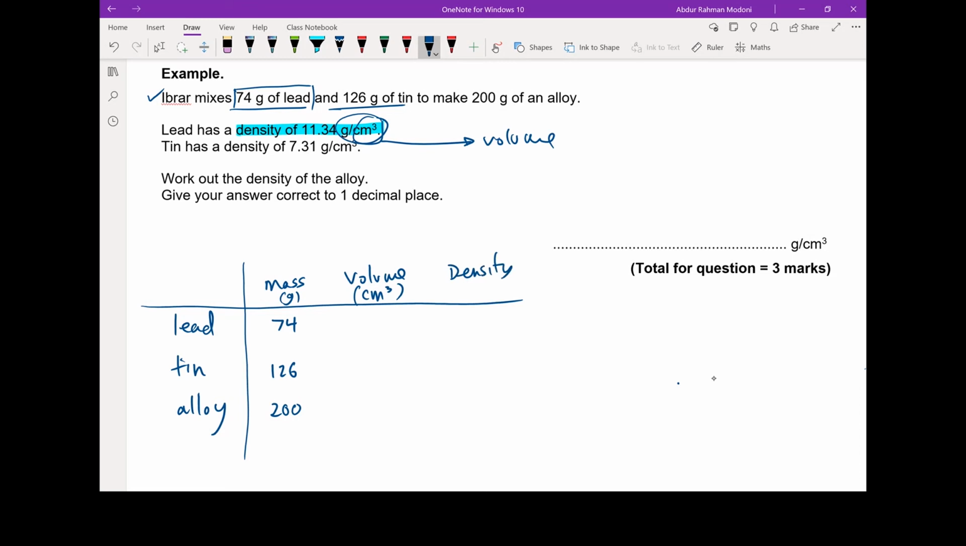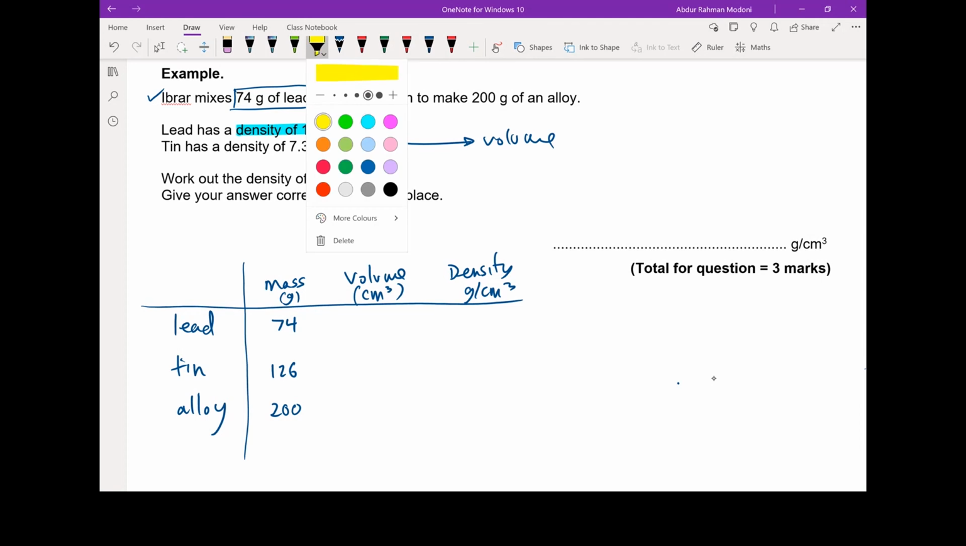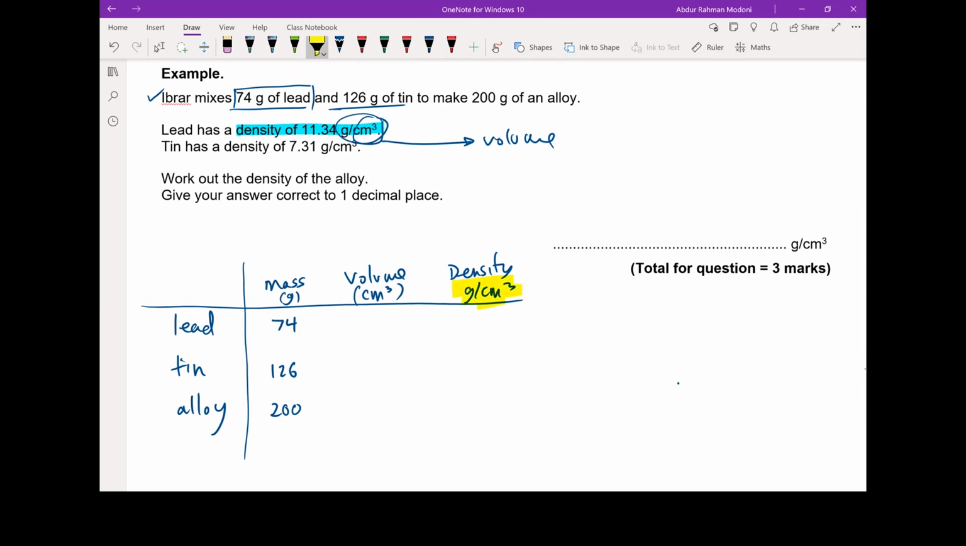Now, a very important thing about this column, which is grams per centimeter cubed, is the fact that we've got a compound measure here. It means that we cannot add lead and tin to form the alloy. We cannot do addition in this column, so do not do that. I've highlighted the compound measure here. So let's go back to our problem.